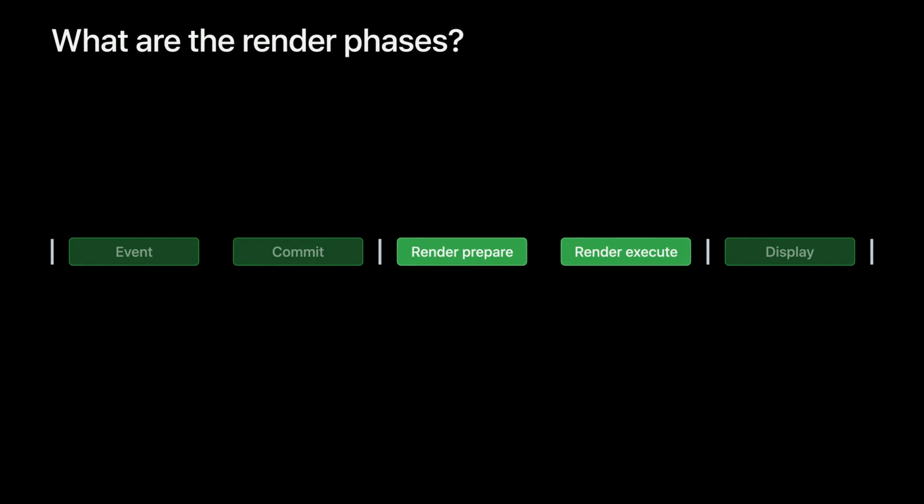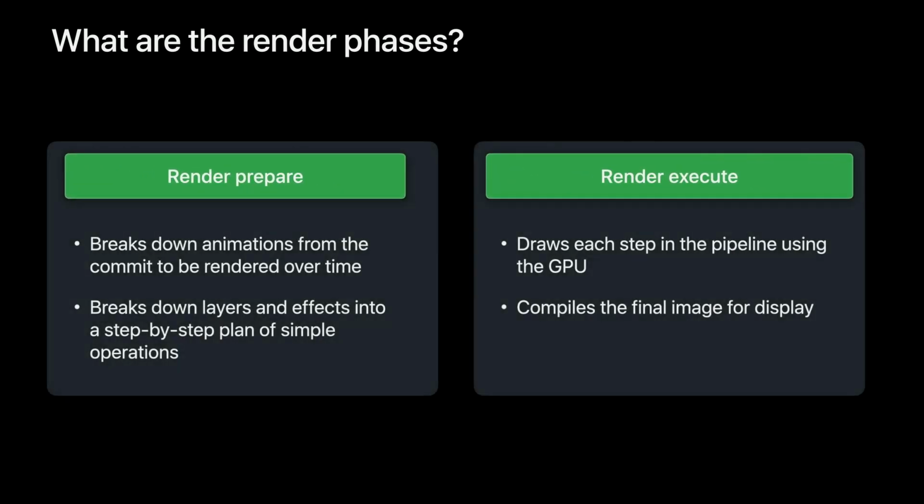The render server has two phases, render prepare and render execute. The render prepare phase is where our layer tree is compiled down into a pipeline of simple operations for the GPU to execute. Animations, which take place over a couple of frames, are also handled here. During the render execute phase, the GPU draws the app's layers into a final image ready to be displayed. Either of these phases could delay the frame's delivery time.